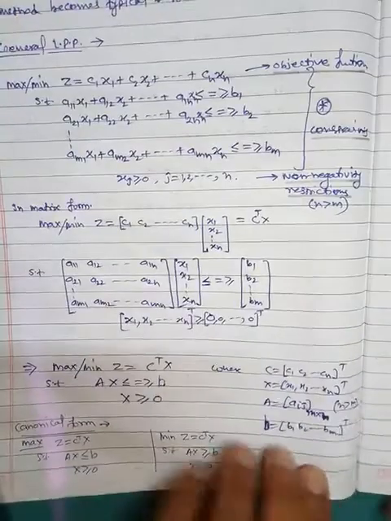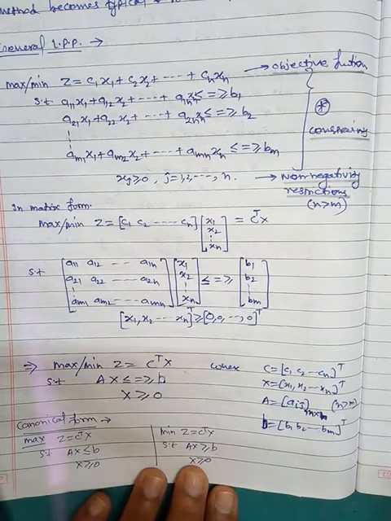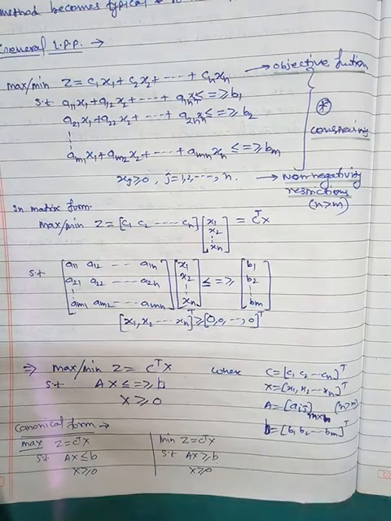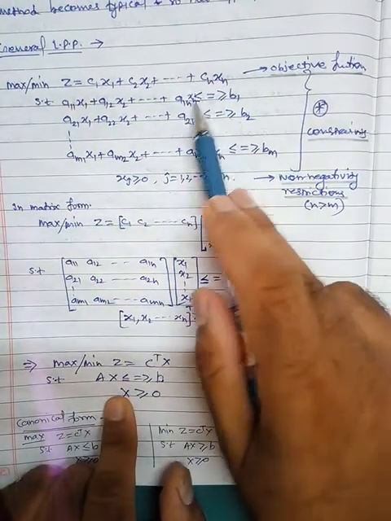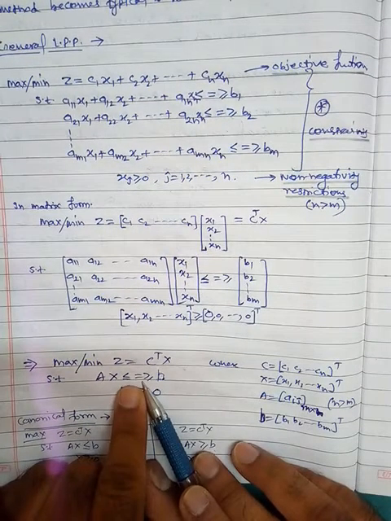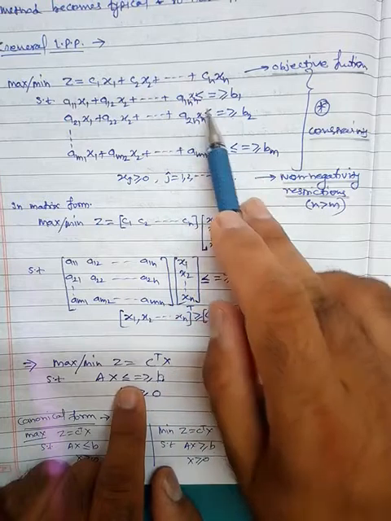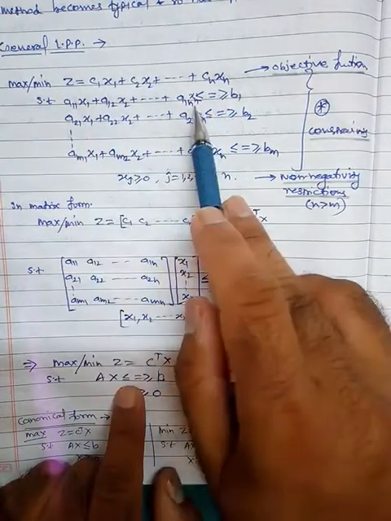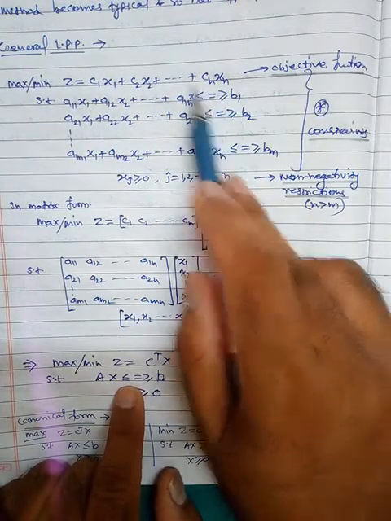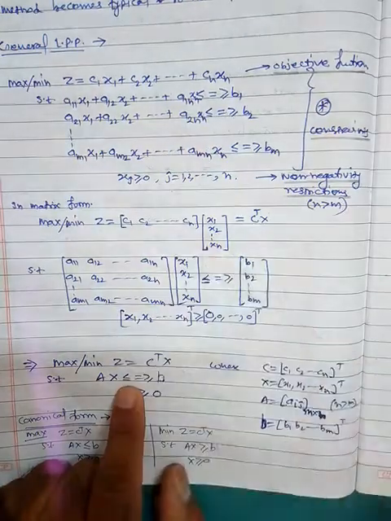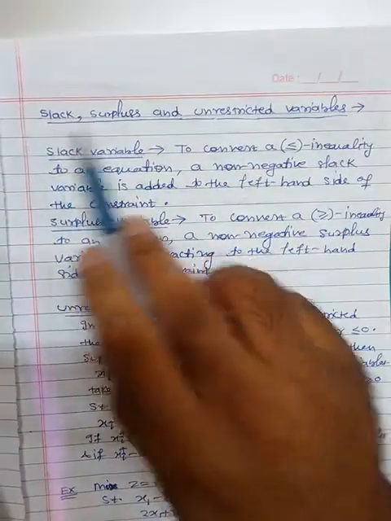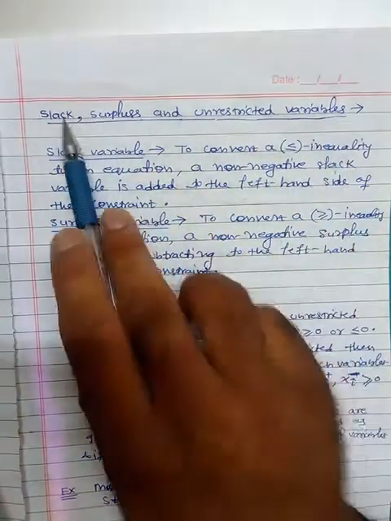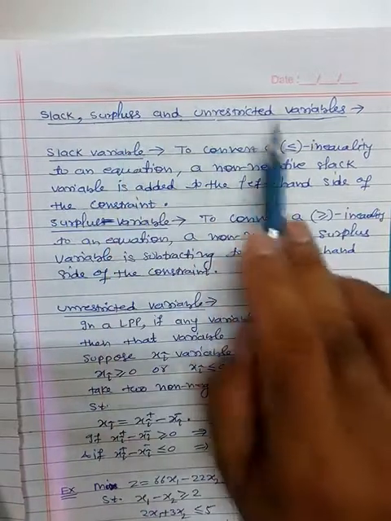Now, if you are applying any method like the big M method, two-phase method, or simplex method, generally our task is to reduce or convert these inequalities into equalities, either by adding some amount to the left hand side or subtracting some amount from the left hand side. Okay, so let's see how we can do that. That's why we have three types of variables: slack, surplus and unrestricted variables.